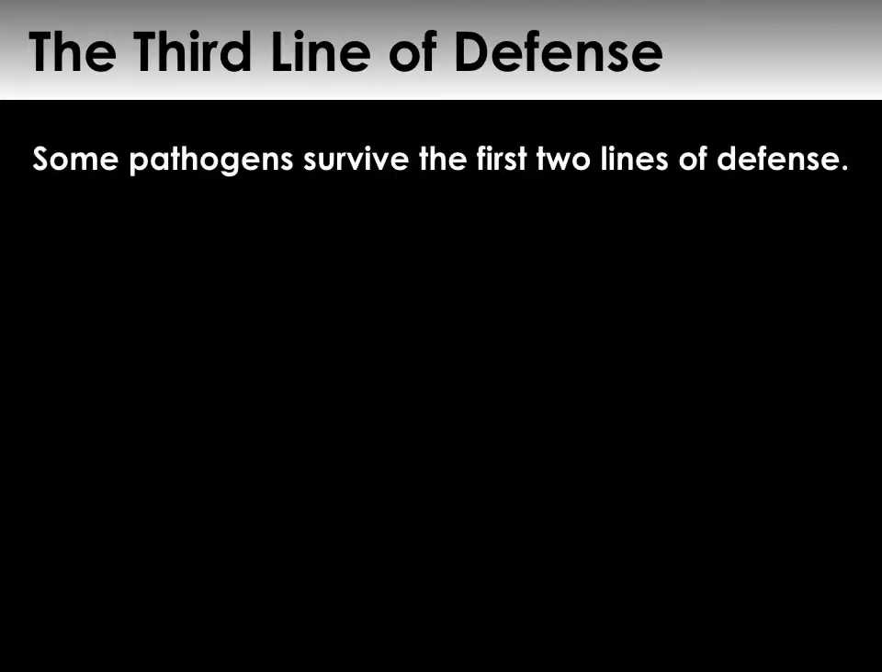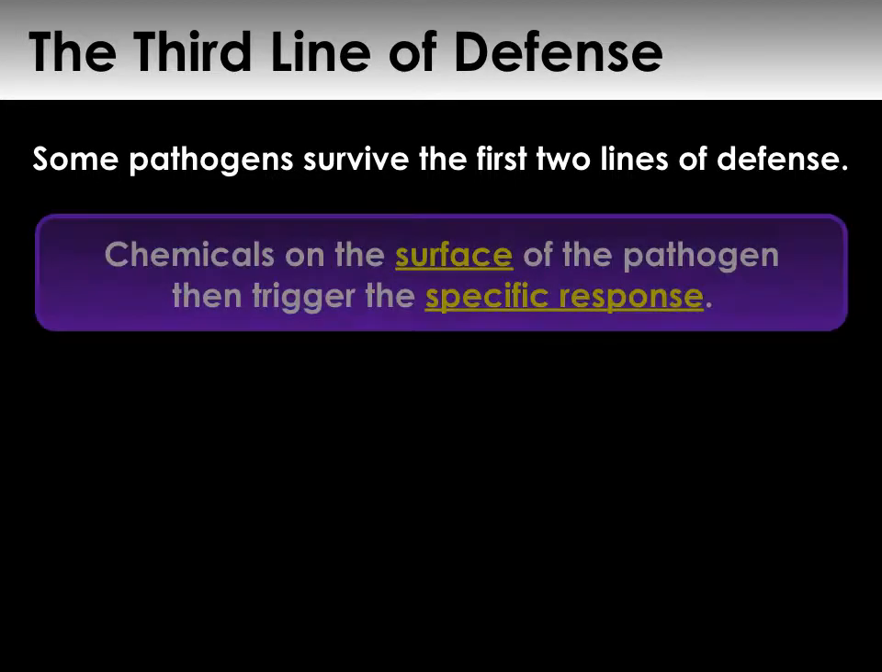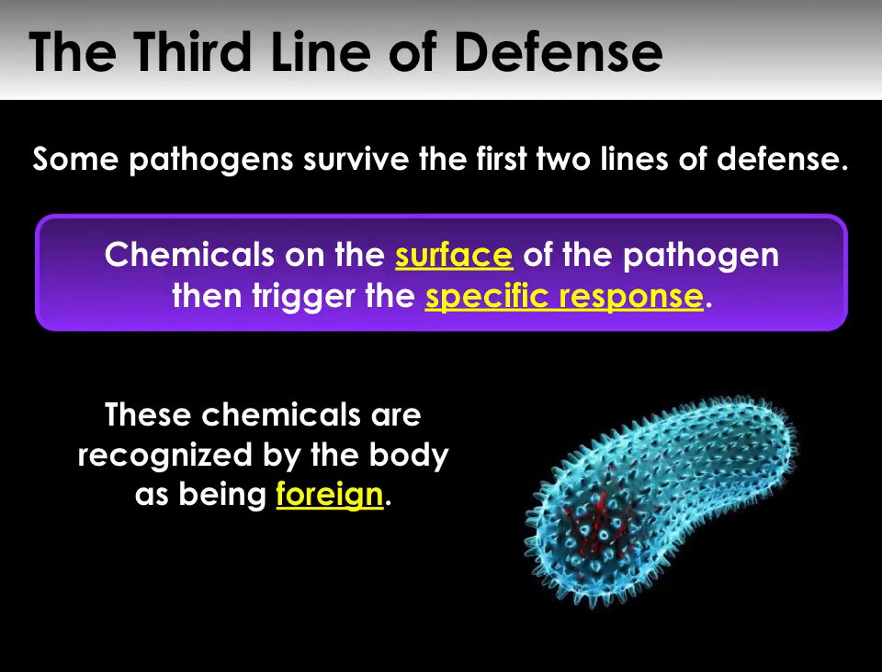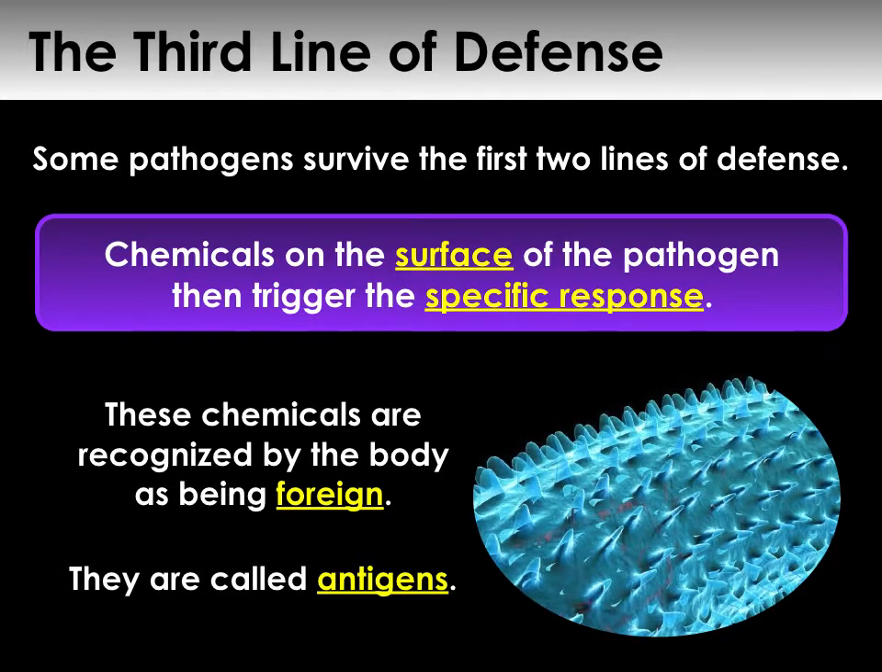Some pathogens, however, will survive the first two lines of defense, and that's when the third line of defense comes into play. Chemicals on the surface of the pathogen will then trigger that specific immune response. These chemicals are recognized by the body as being foreign. They are called antigens. You can see some on the surface of that cell.